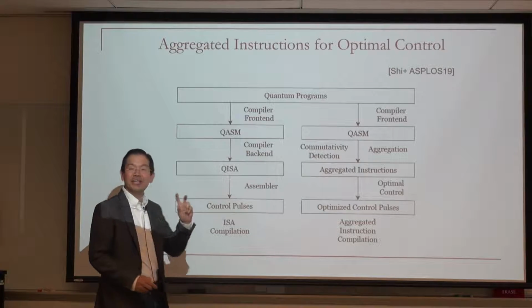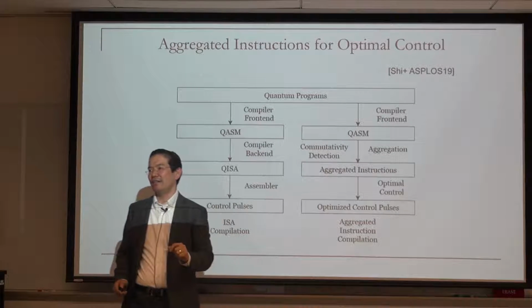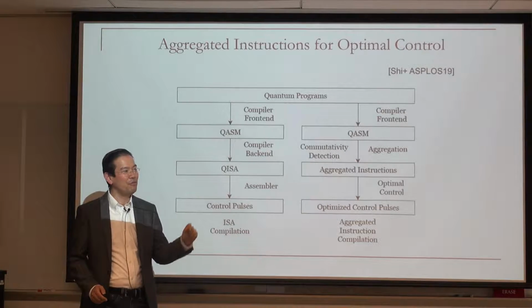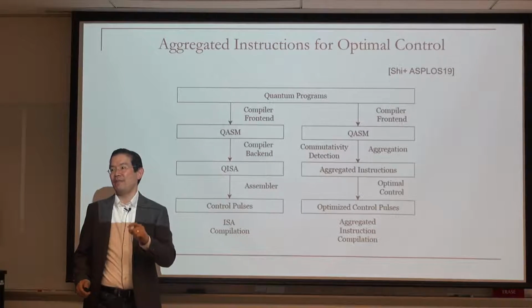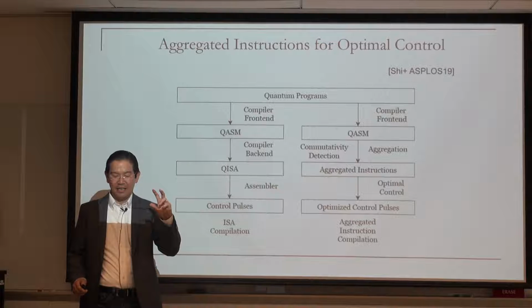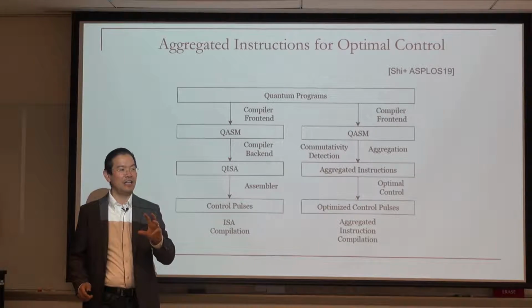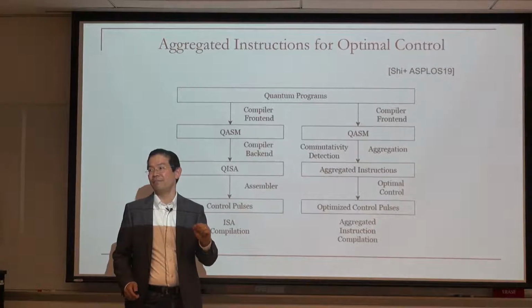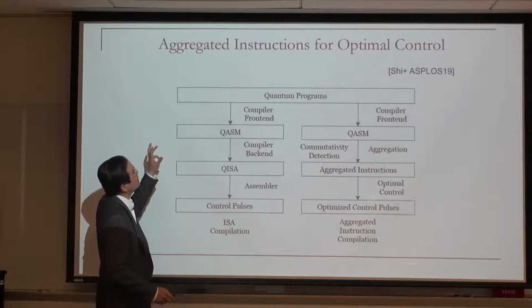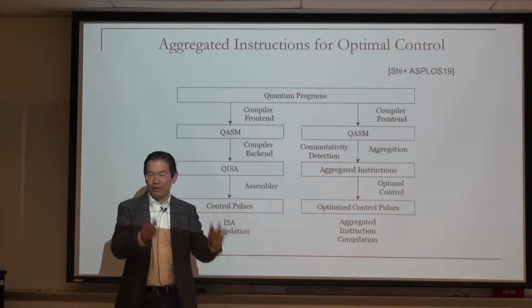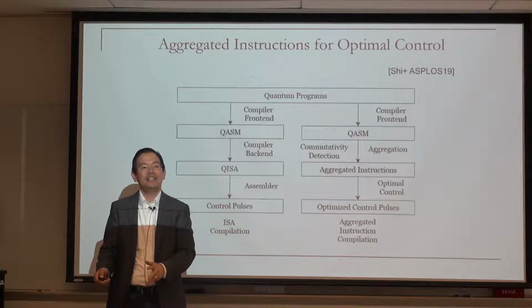Now I'm going to give you a whole bunch of examples of things that you can do if you break through that stack and make the machine more visible to the software, and how much more efficiency you can get. The first one is compiling programs directly to control pulses.